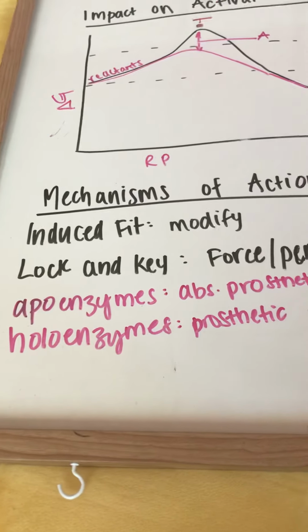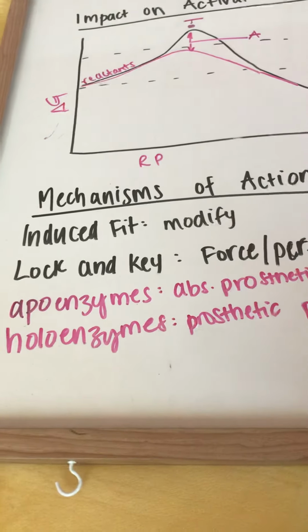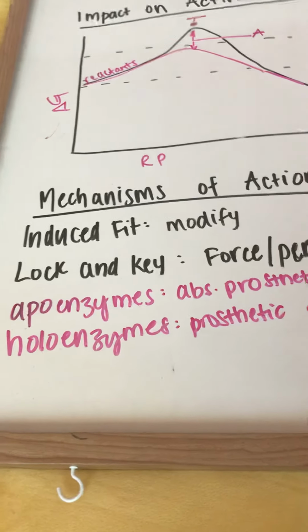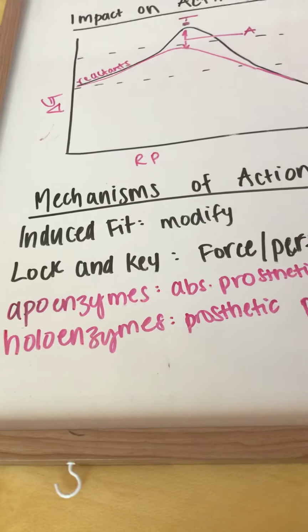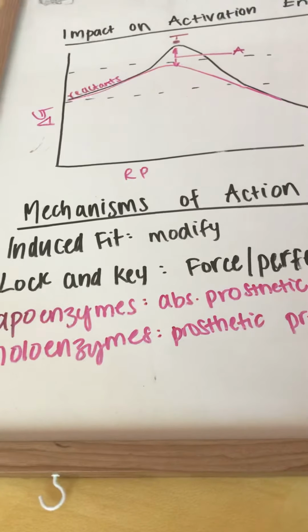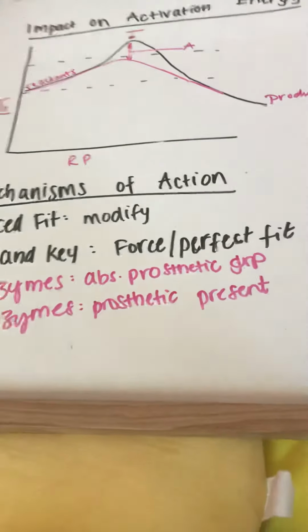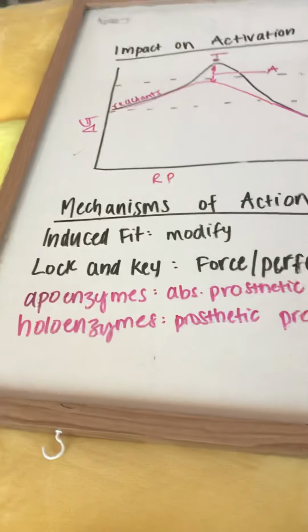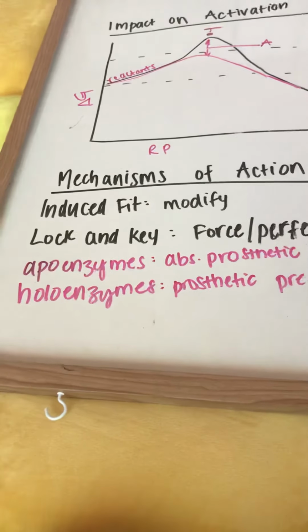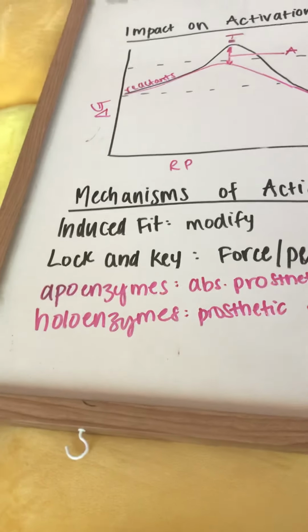What the lock and key model says is that it's kind of like a lock and key. There's only one key that fits one lock. So it's kind of like this rigid structure. It's an all or nothing kind of phenomenon. So it's a perfect fit that this model is suggesting. Once again, the induced fit model is more accepted in the scientific community.